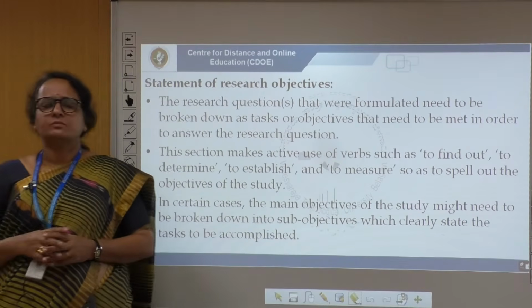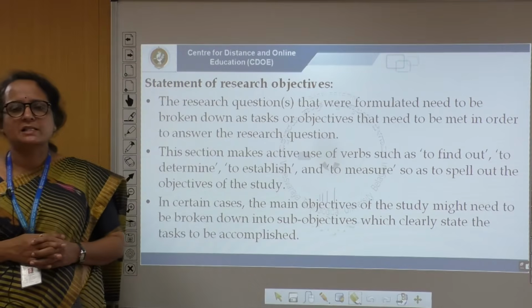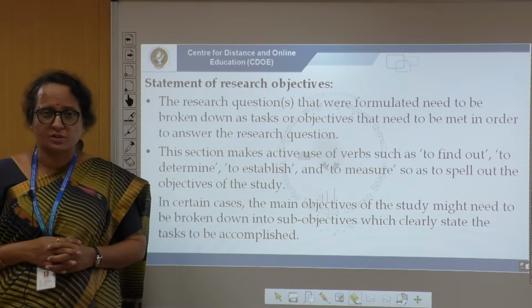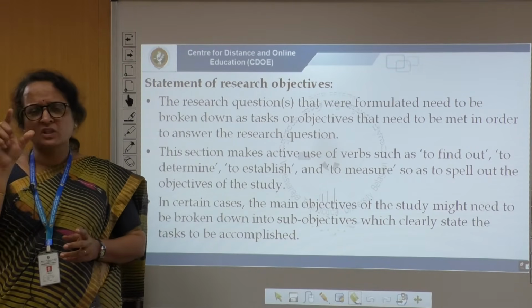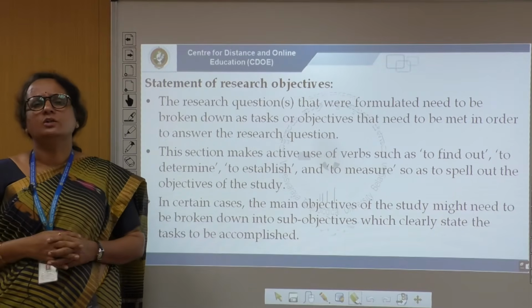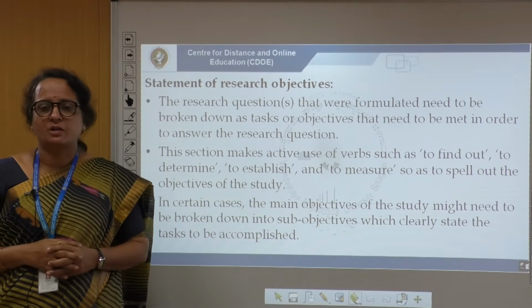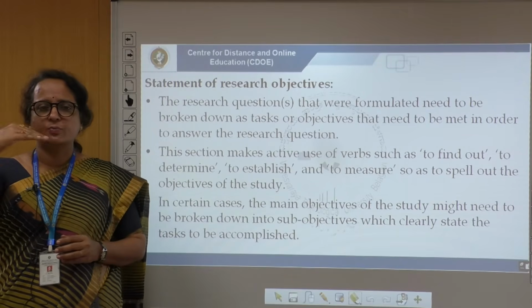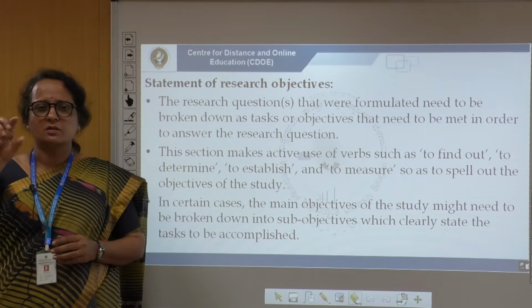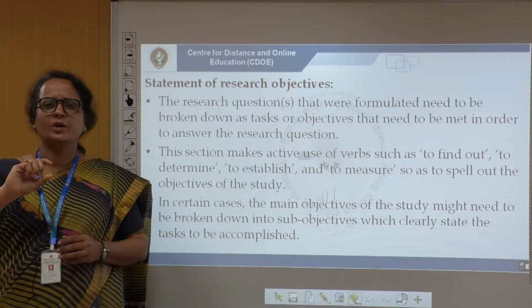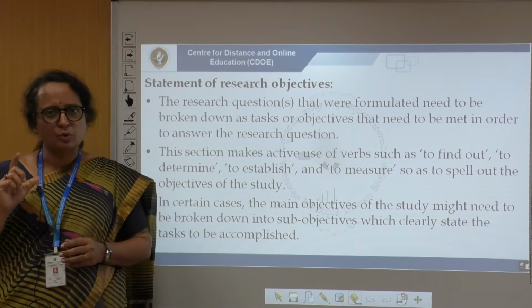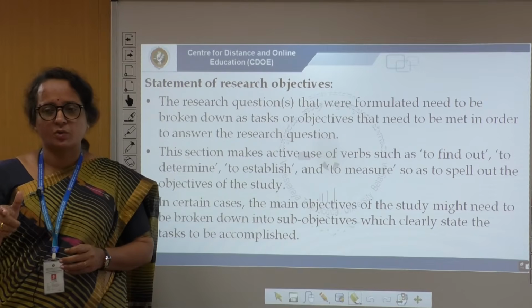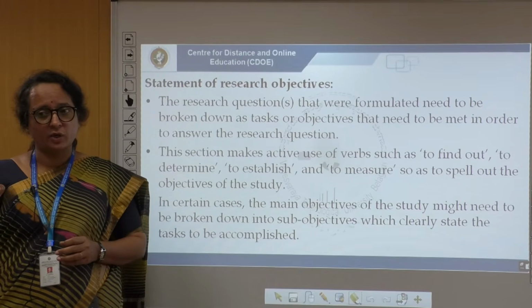So once the model is prepared, the next step is the statement of research objectives. Clearly, the researcher has to lay down the objectives of the research. Research questions must be formulated on the basis of the research problem. The research problem will be converted into investigative questions, and those investigative questions are nothing but research questions.